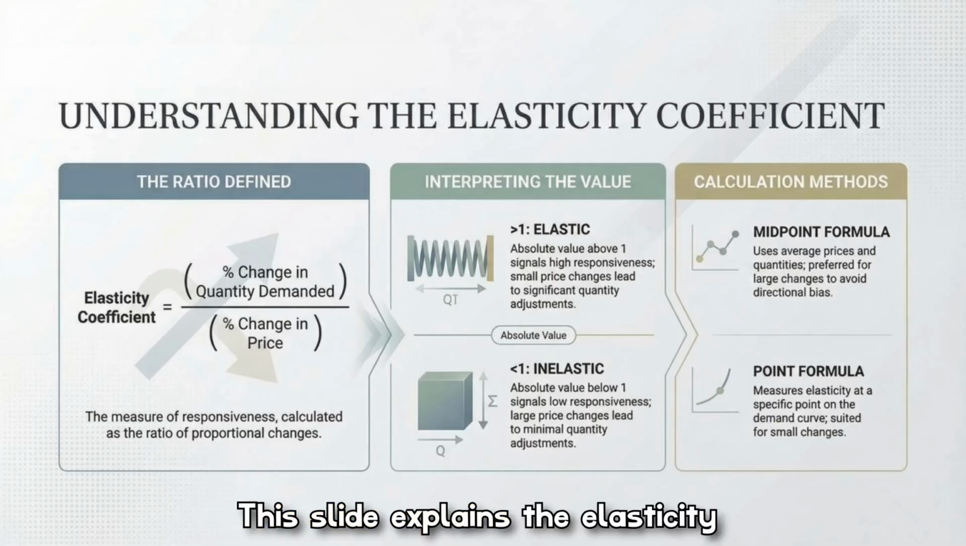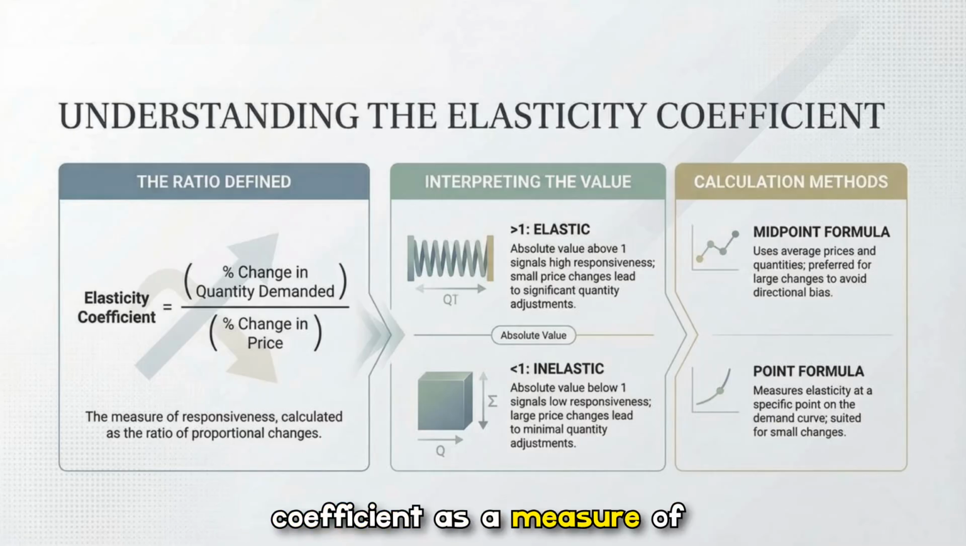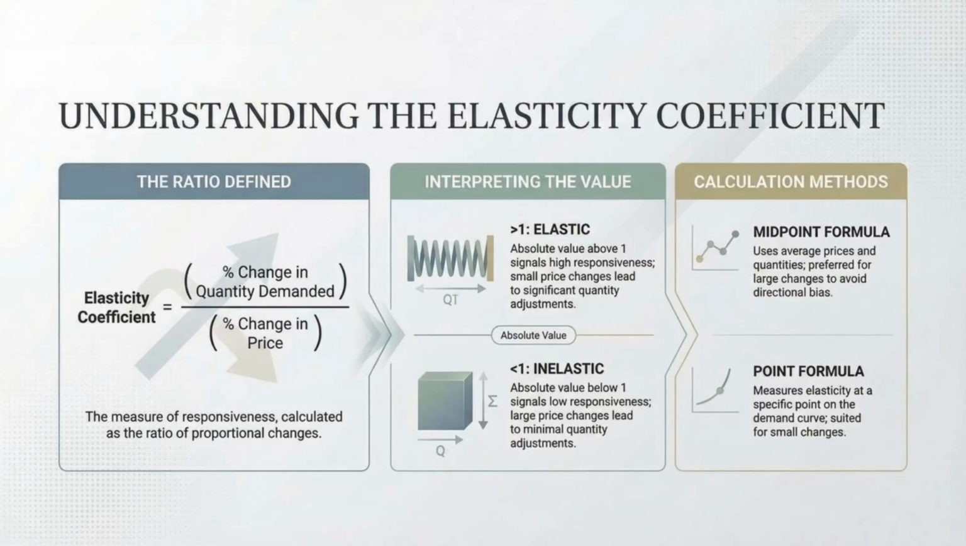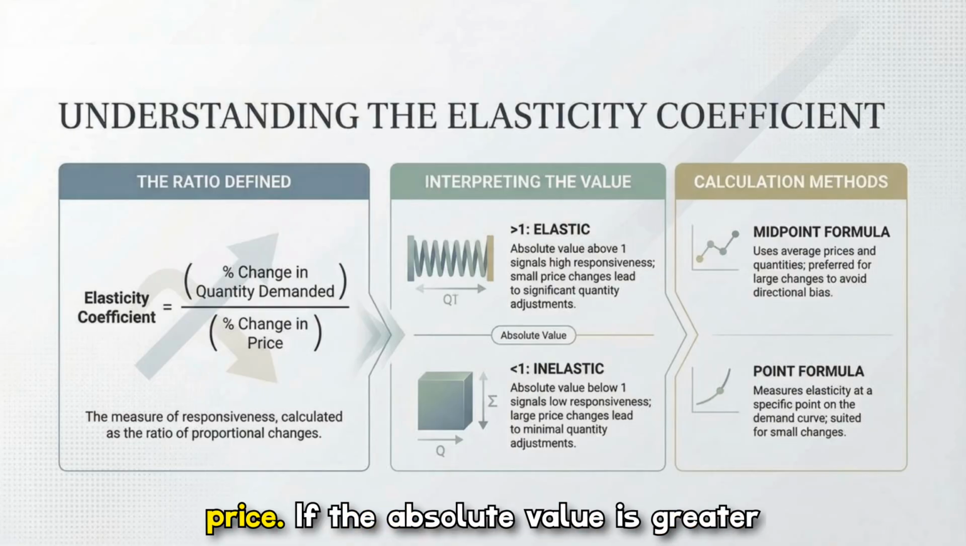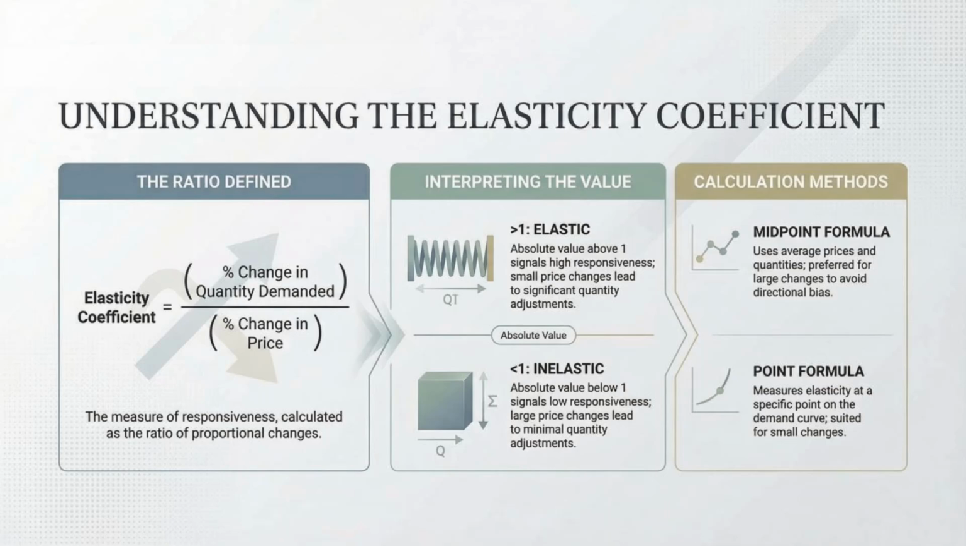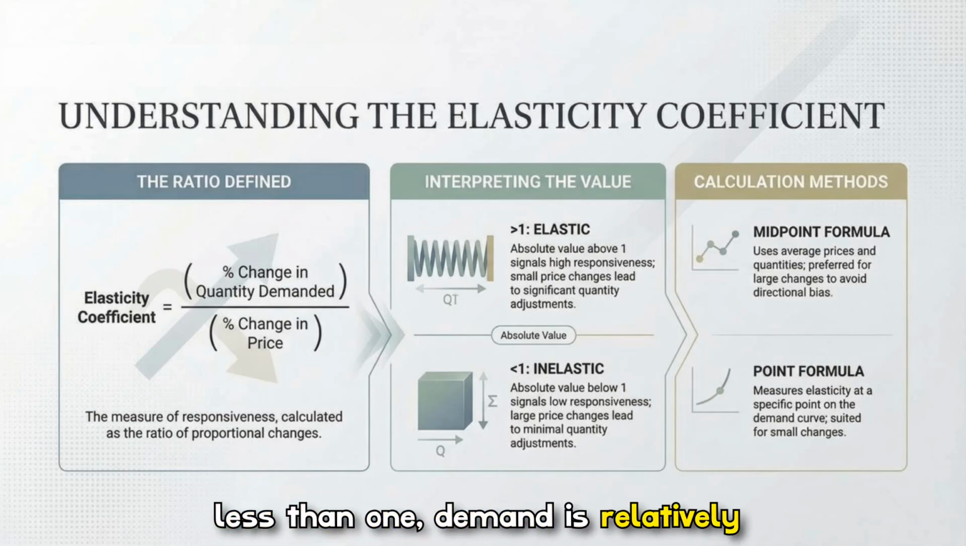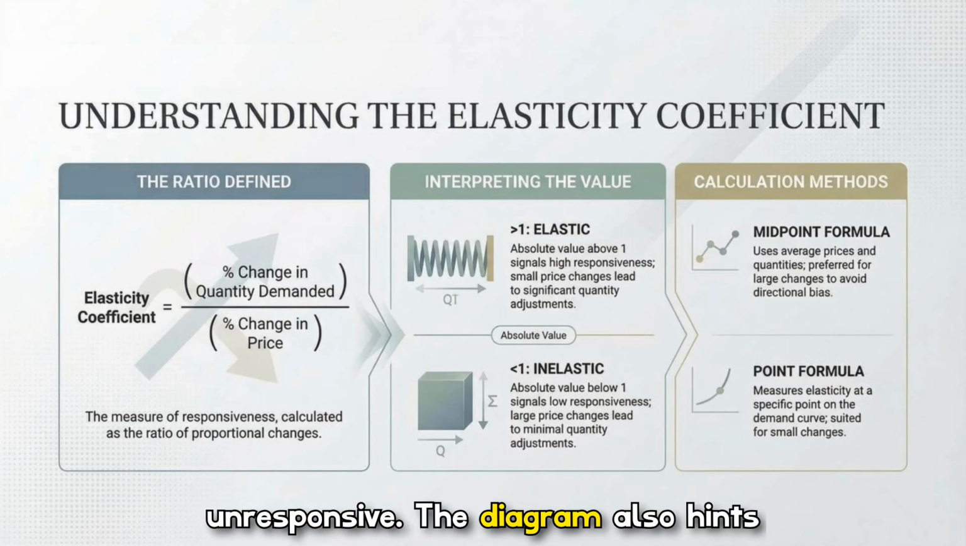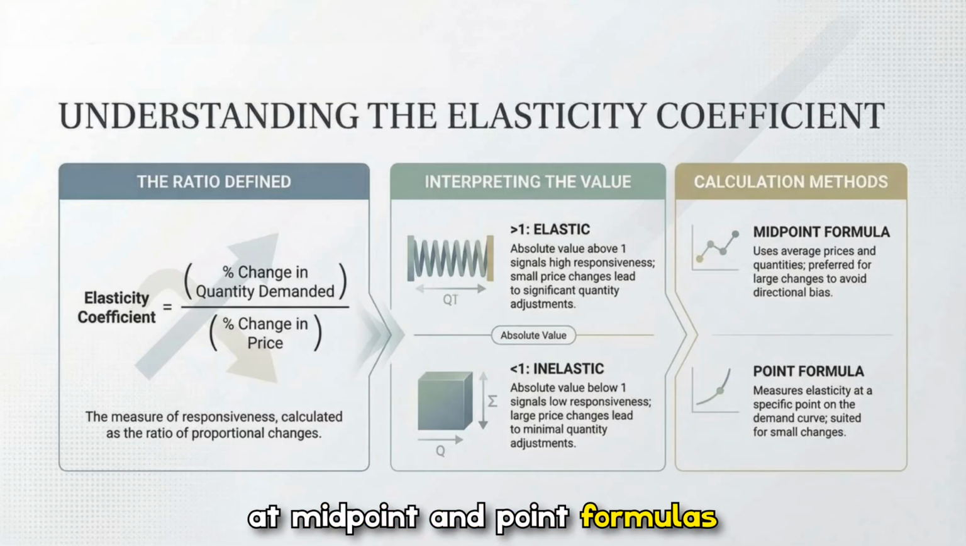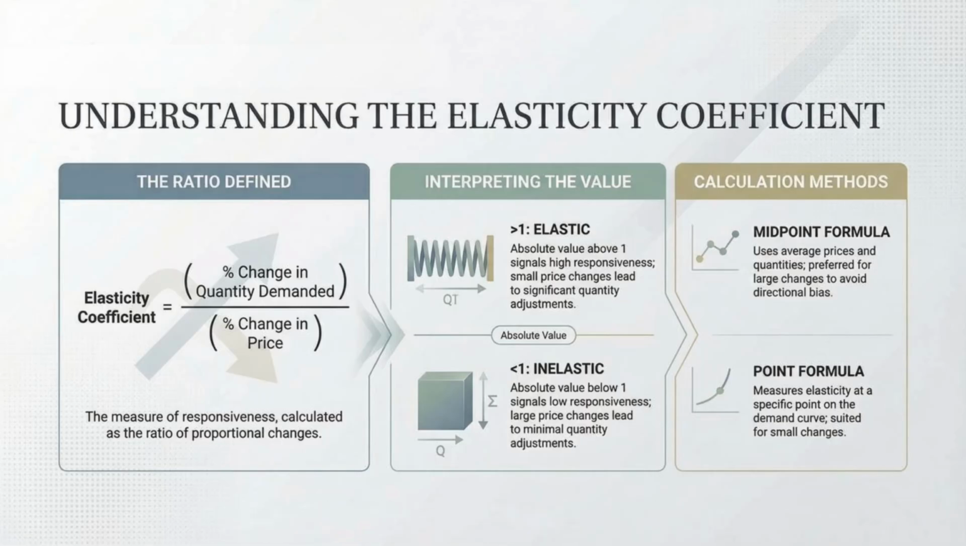This slide explains the elasticity coefficient as a measure of responsiveness, shown visually as the percent change in quantity demanded over percent change in price. If the absolute value is greater than 1, demand responds strongly to price movements. If it is less than 1, demand is relatively unresponsive. The diagram also hints at midpoint and point formulas, used for different calculation contexts.